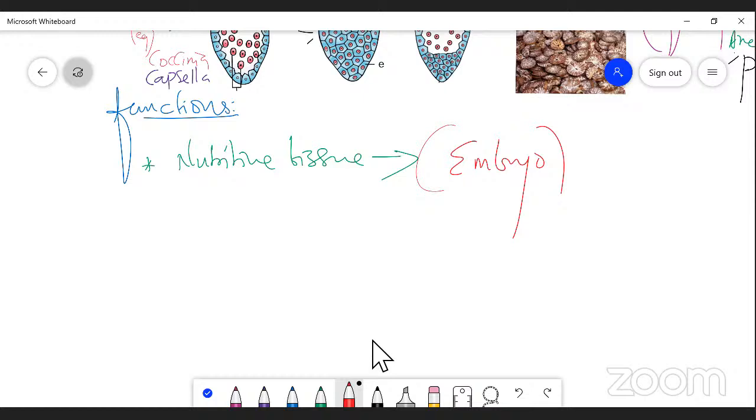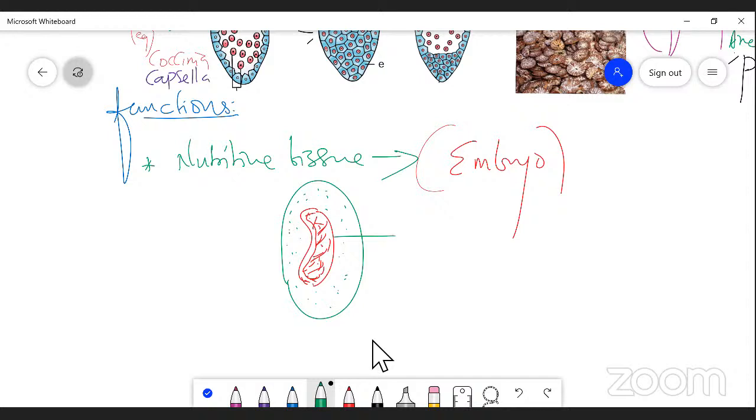Actually, the embryo is a part of the embryo sac that lies at the center. In order to grow, the embryo gets nourishment from the neighboring tissue. The neighboring tissue is nothing but the endosperm. This is the endosperm that supplies energy for the development of the embryo. Right? This is the embryo. The embryo originates from the 2N zygote. This embryo gets nourishment from the cell, right? This cell is called the endosperm.